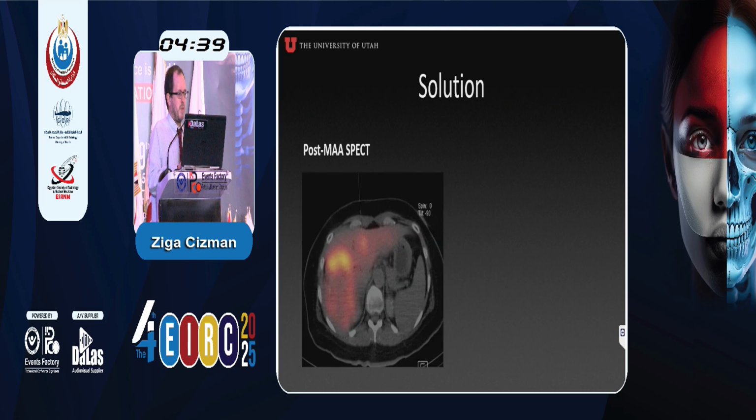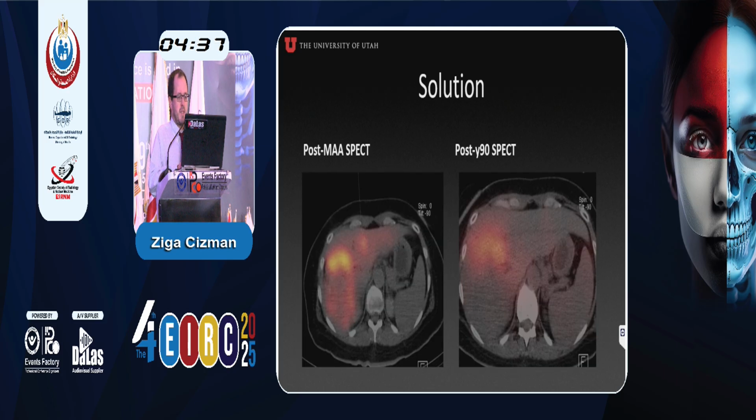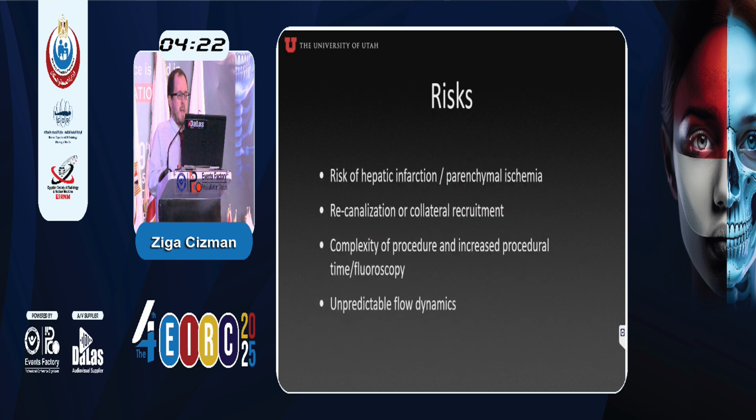And this is the post-MAA SPECT from the case, and this is the post-Y90 SPECT showing that we were able to significantly decrease the amount of material that was deposited in normal liver. Now, I realize that MAA is not a perfect surrogate, but that's kind of what we have.